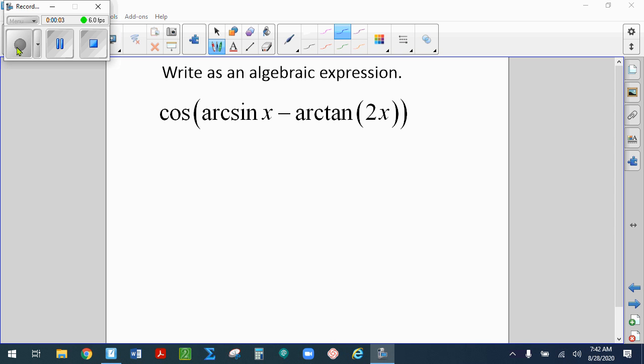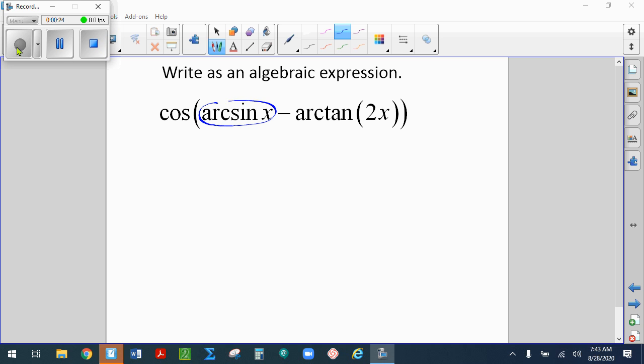Okay, for this problem, the point is to look at it as the cosine of an angle minus an angle. So sometimes when you see the inverse trig functions, or I should say the composite trig functions, you don't recognize it for what it is.